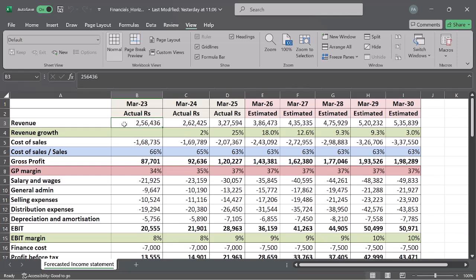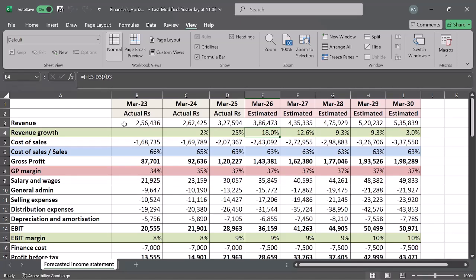The company has done in March 23, that means for that year, a revenue of 2,56,000 crores. These are actual numbers. 2,62,425 is the revenue for the year March 24, and for March 25 the revenue was 3,27,000. Okay, fine. Then we estimate it.